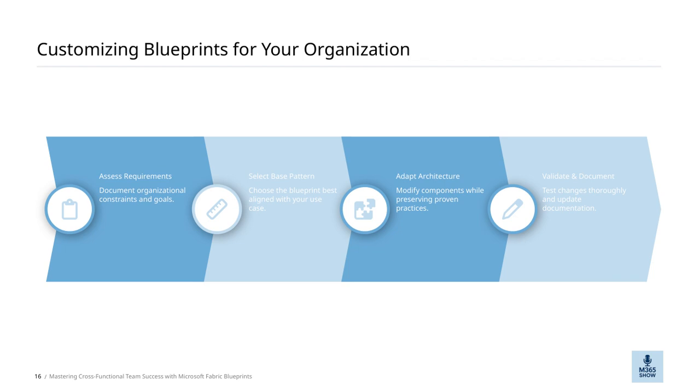By following these steps, assessing requirements, selecting the appropriate pattern, adapting architecture, and validating thoroughly, you can effectively customize blueprints to drive success in your cross-functional teams. And of course, this process supports the overall goal of leveraging Microsoft Fabric blueprints to achieve organizational excellence.